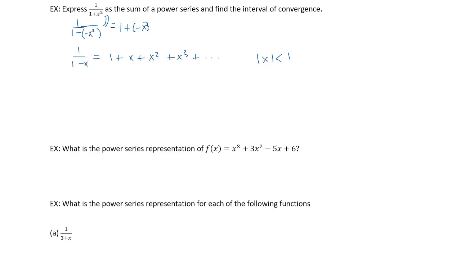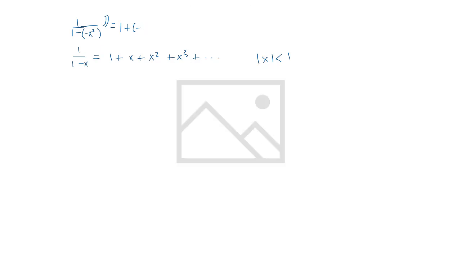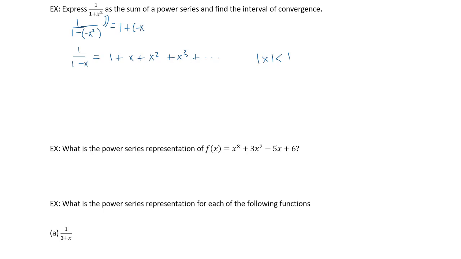Oh, try that again. Minus x squared, right? That's this term here. And then this one will be plus a minus x squared, squared. Okay, replace this x with a minus x squared, cubed, and so on, so long as the absolute value of not just x, but minus x squared is less than 1.